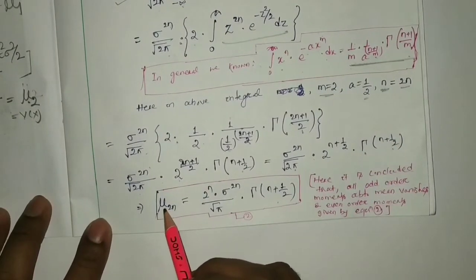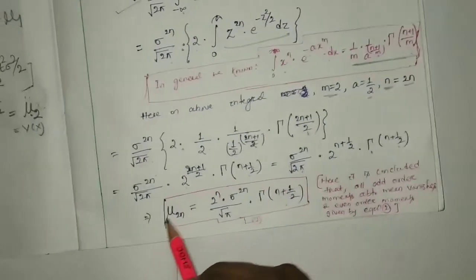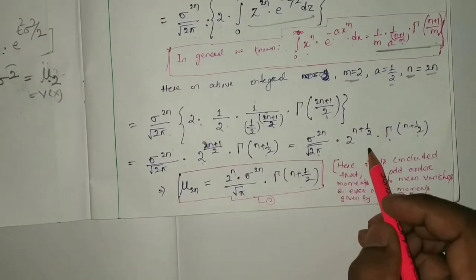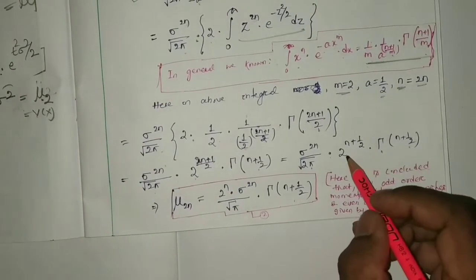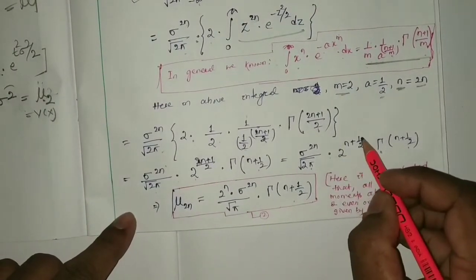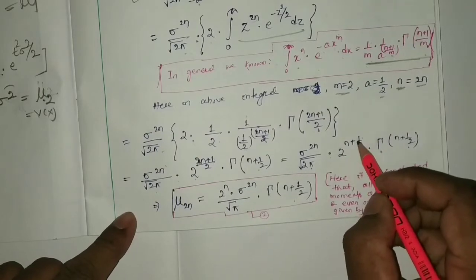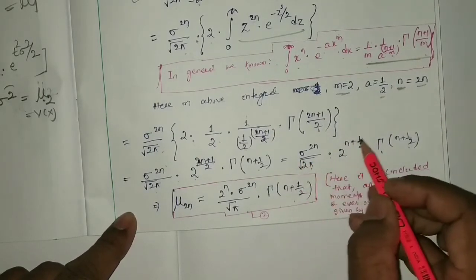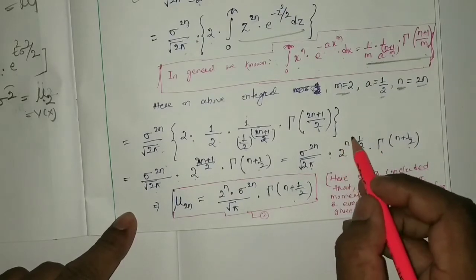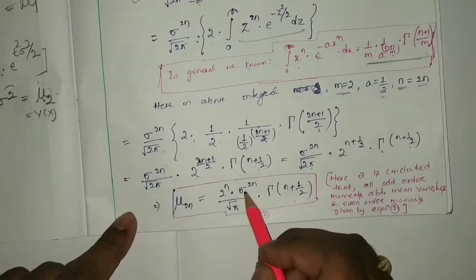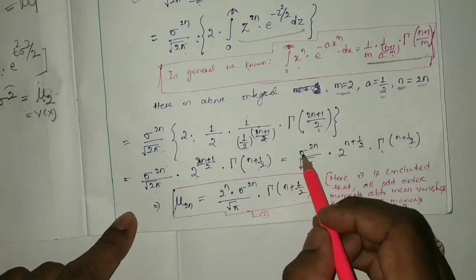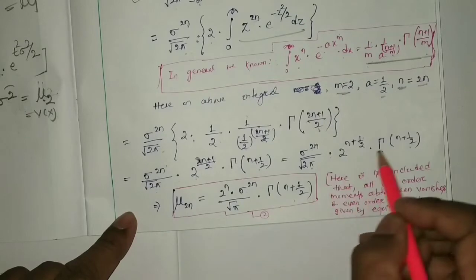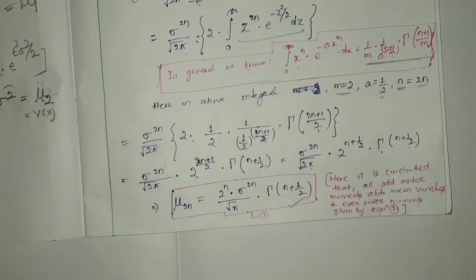So finally we got that mu 2n will be equal to, how much? Here you can see 2 to the power 1 by 2. That means root over of 2 is there. And here denominator another root over of 2 is there. So root over of 2 got cancelled. We found 2 to the power n, sigma to the power 2n by root over of pi into gamma n plus 1 by 2. So here what we found?